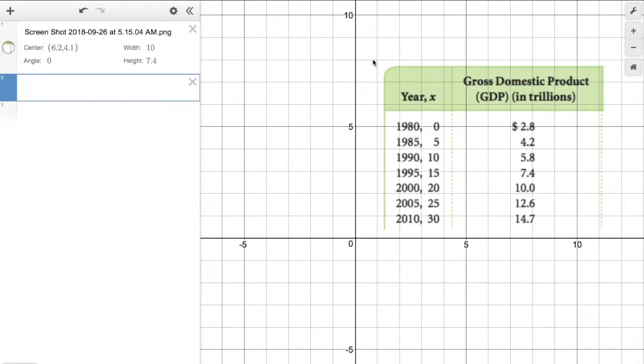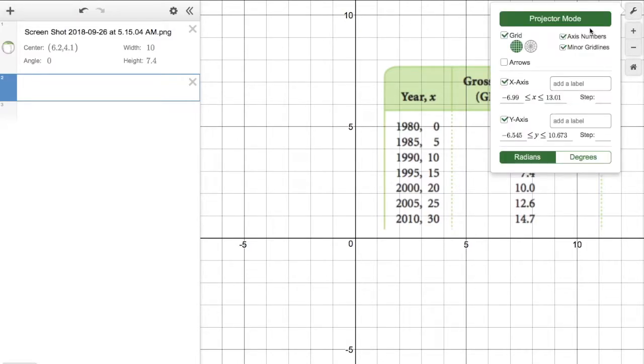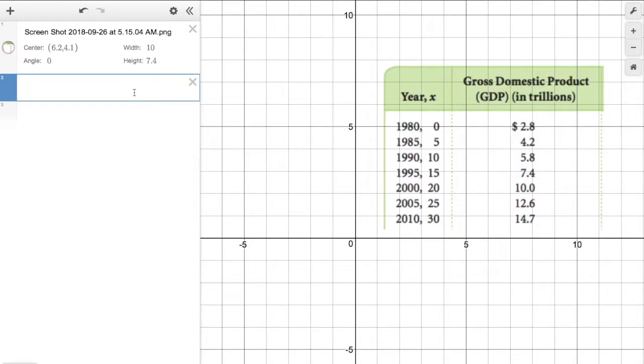Okay, so here I'm going to show you how to do a linear regression. Notice that I'm signed in right here. Notice that I've already saved it, and notice that I'm in projector mode. Those are a couple things to make sure you've got going first.